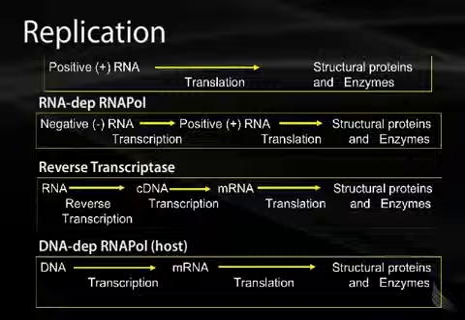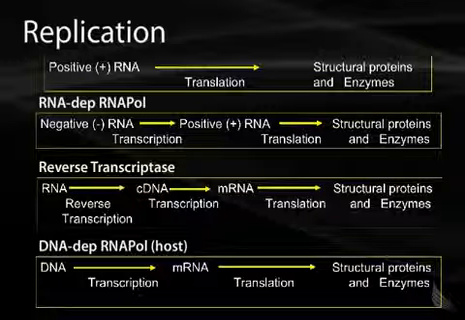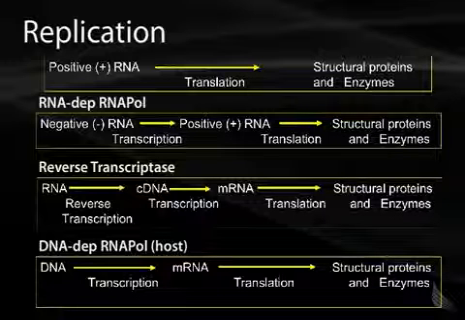If you have a reverse strand RNA, you require a viral reverse transcriptase to give you cDNA, and then you use the host polymerase to take that DNA to mRNA, which is then translated. Finally, if you have DNA, you have a DNA-dependent RNA polymerase, which the host has, to turn that DNA into mRNA, and then you get your proteins that way.